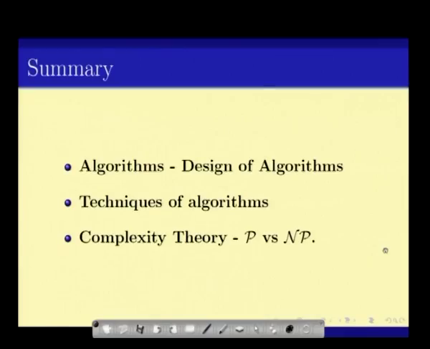So, let me summarize today's lecture. We looked at algorithms, the design of algorithms and analysis of algorithms. We looked at the various types of algorithms, and at the end we also looked at complexity theory, how our algorithms connect to complexity theory and the whole scheme of things.